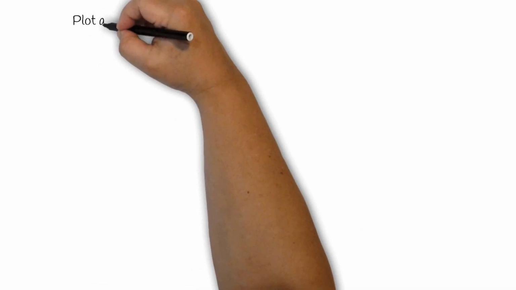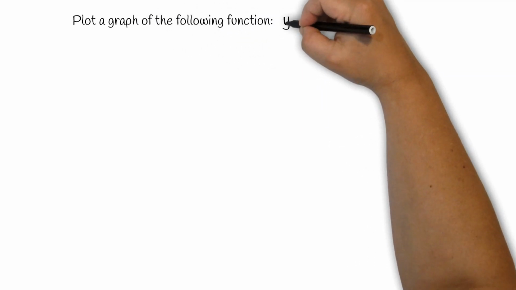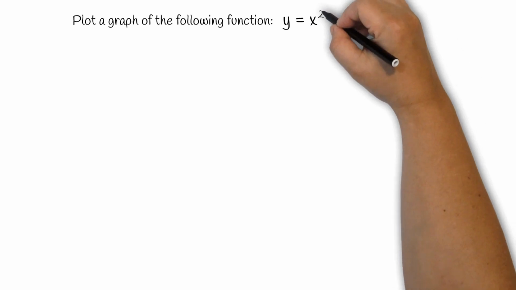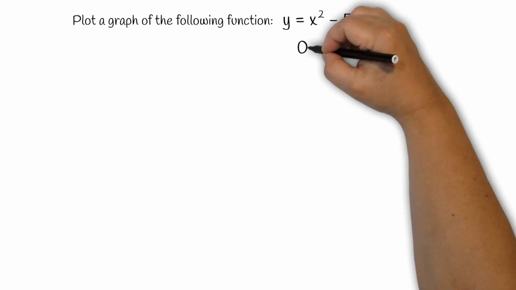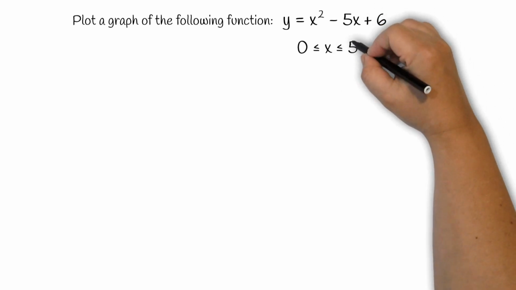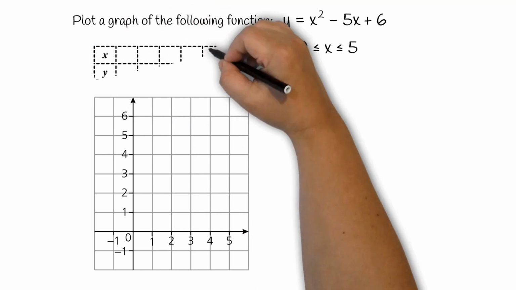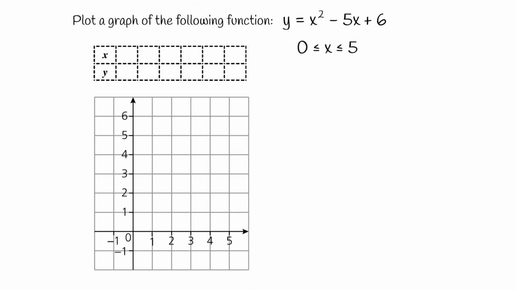Let's take a look at this example question. Plot a graph of the following function. y is equal to x squared minus 5x plus 6, where x is greater than or equal to 0 and less than or equal to 5. So what we'll do in this case is we'll use a table of values to plot this quadratic function.